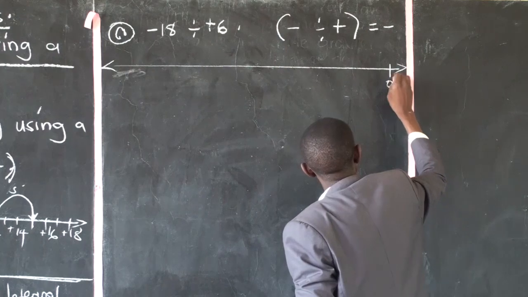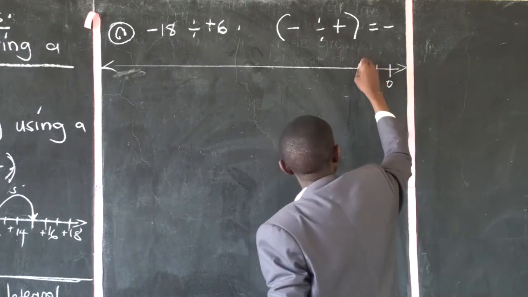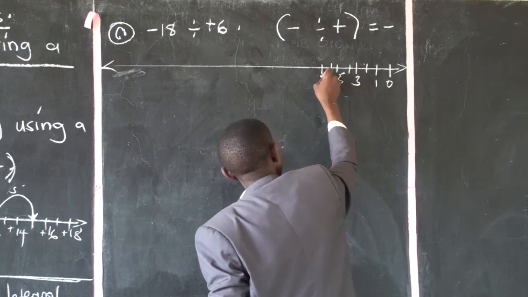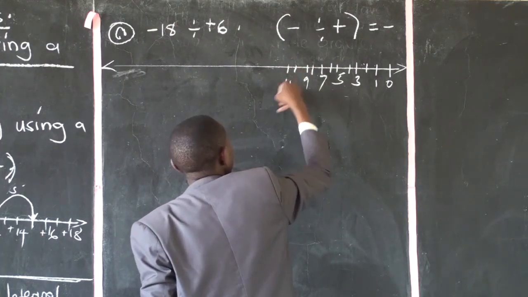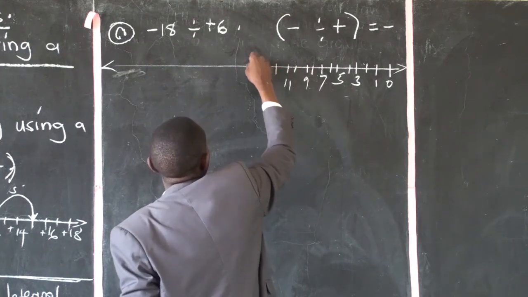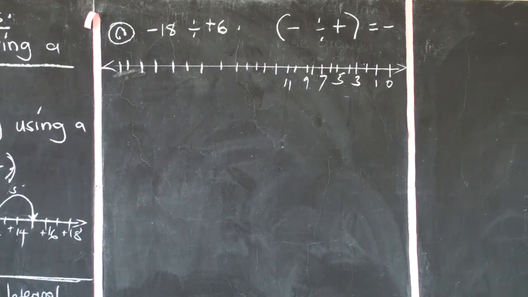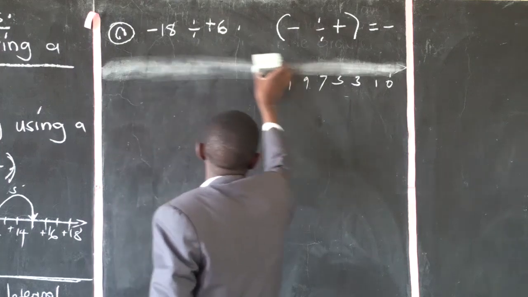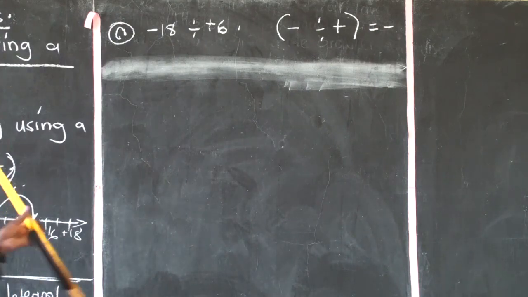I will have here 0, 1, 2, 3, 4, 5, 6, 7, 8, 9, 10, 11, 12, 13, 14, 15, 16, 17, 18, 19, 20. Okay. We have over-squeezed our number line. It is too squeezed at first here. So let's redraw it. We need to have it clean. I'll have to redraw my number line here.